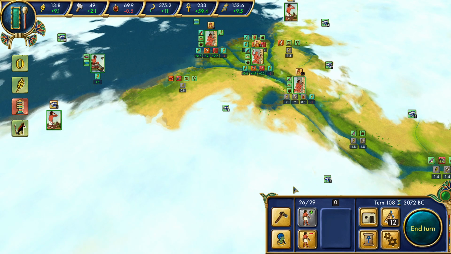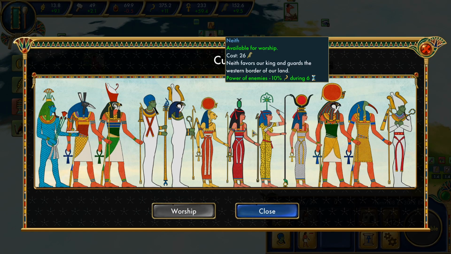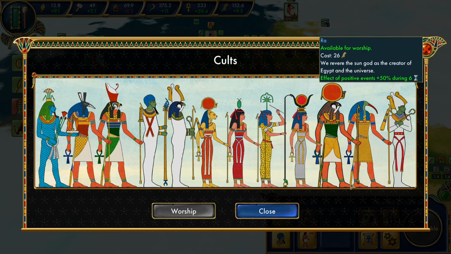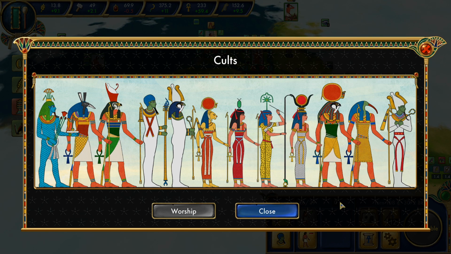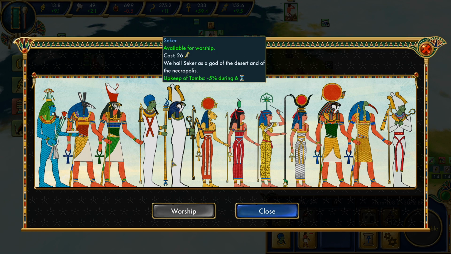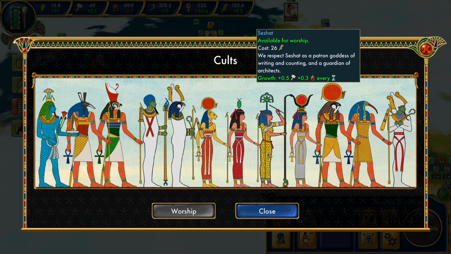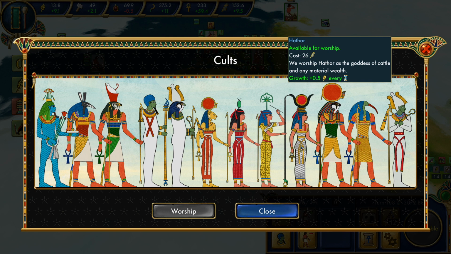So if we hop along, and we have 5 new cults here, and the main gameplay difference is most of these are permanent now, as opposed to these, you know, limited several turn duration ones that we've been going with. Seshat, pretty well described here. Patron goddess of writing and counting, guardian of architects, and a small bonus, but permanent, to production and luxuries.